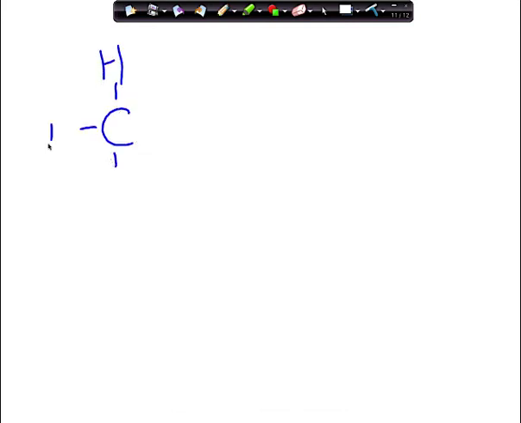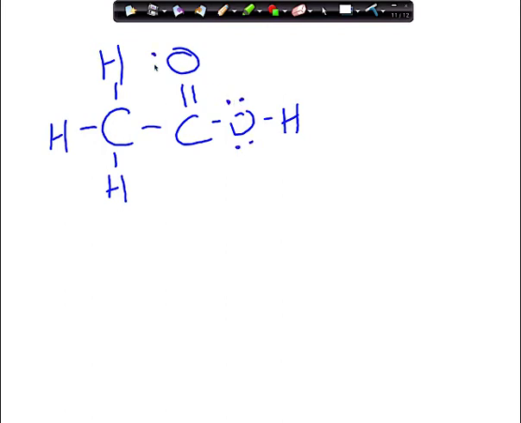So acetate is interesting, right? Because this is acetic acid, vinegar. Now, here's the thing that's interesting about acetic acid. You take the hydrogen off of acetic acid, and it leaves its electrons behind.